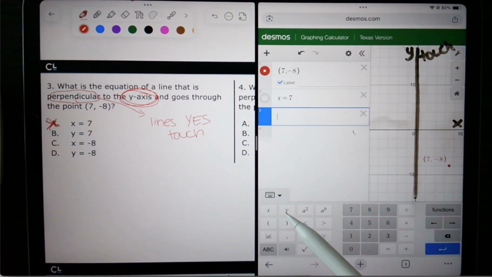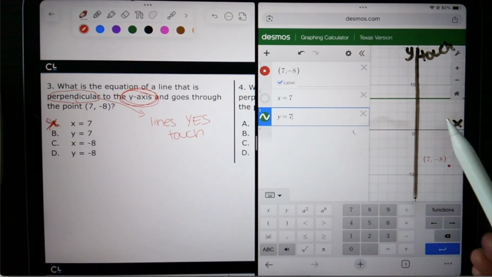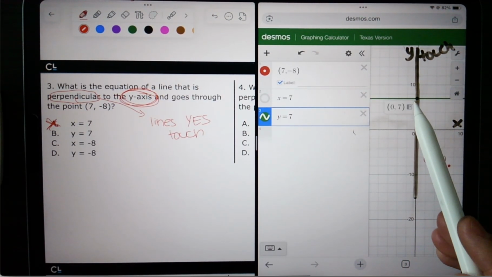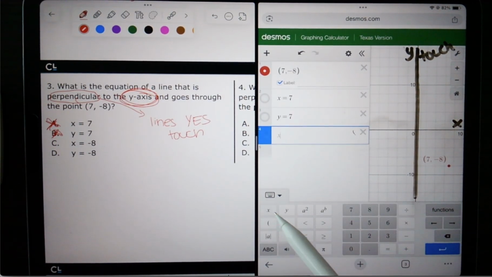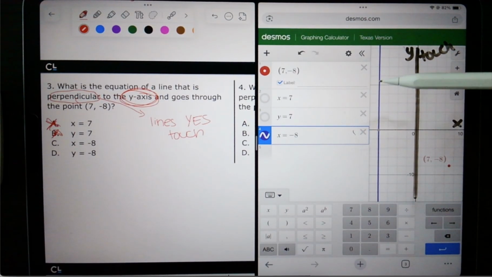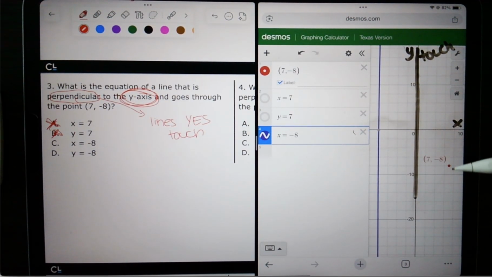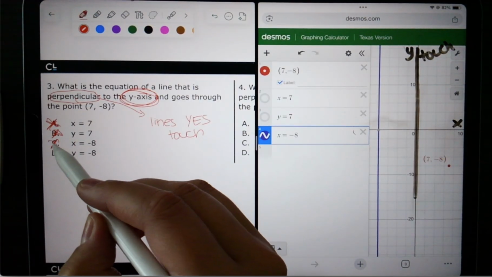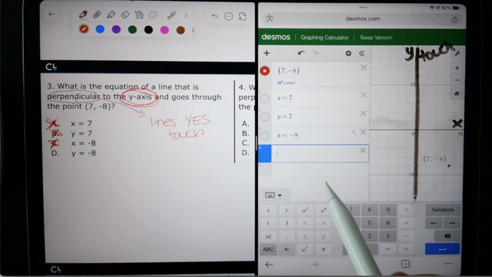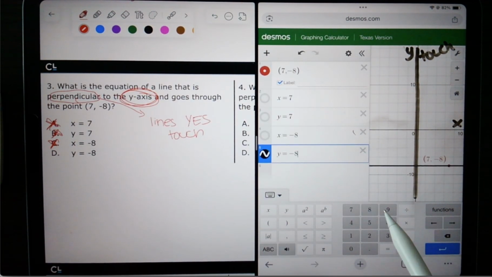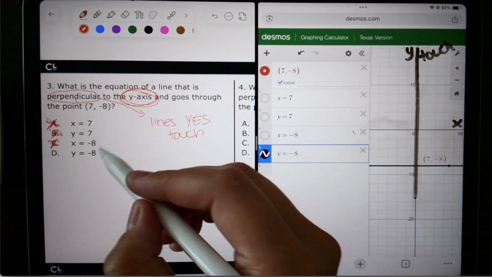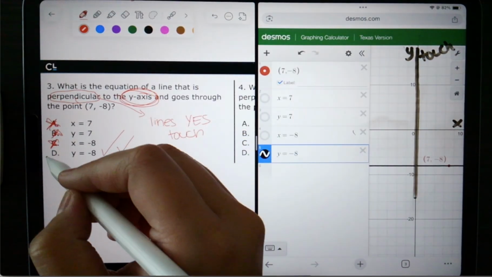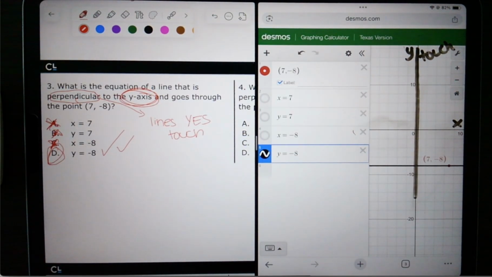Now if we go to B, y equals 7. They're perpendicular because they touch right here, but it does not touch my point, which is bad. I want it to touch the line and the point, so take that off. x equals -8. This one doesn't touch my line and doesn't touch my point, so this is not my answer. Now if I go to D, y equals -8. This one touches my point right here and it touches my line, so this is good. This one's both things true, touches and touches my point. So D would be my answer.